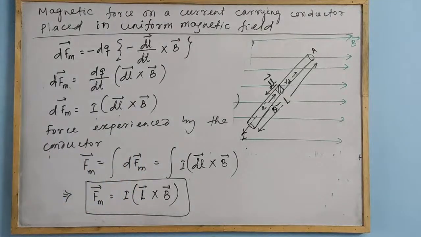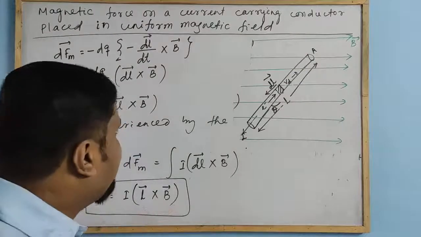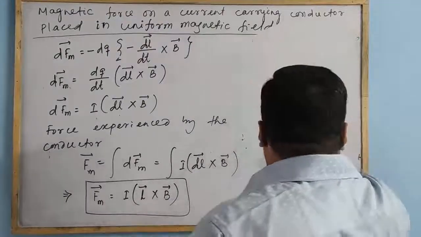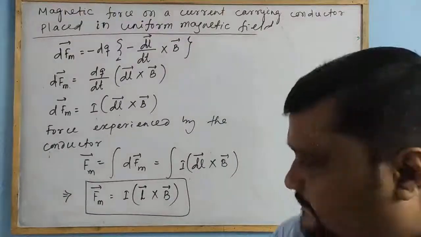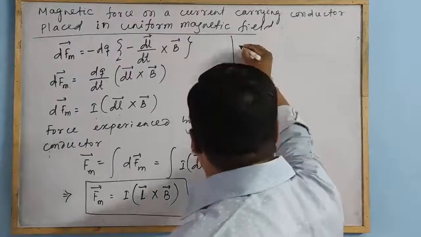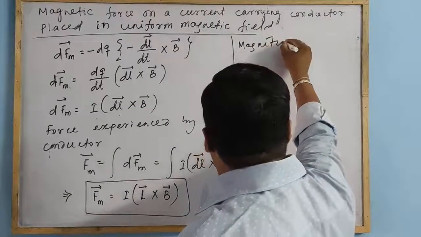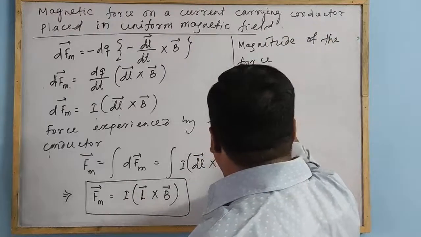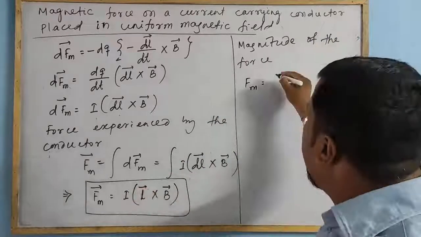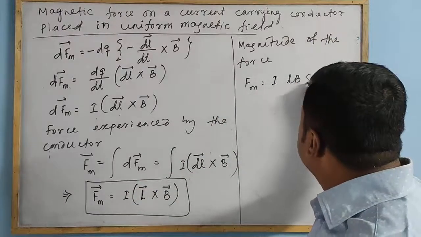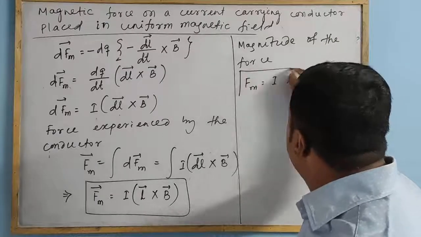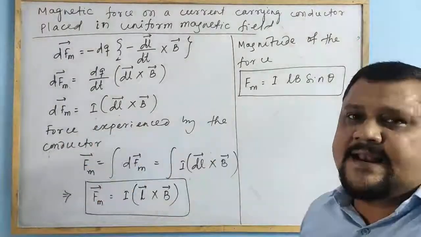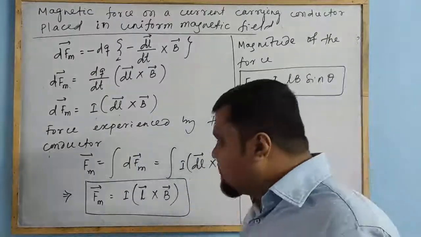This is in vector form. Next, what is the magnitude of the force? We write the magnitude of the force. The magnetic force Fm is I L B sin theta. That is the form, where theta is the angle between L and B. The length is in what direction? The length is taken along the direction of current. Clear?